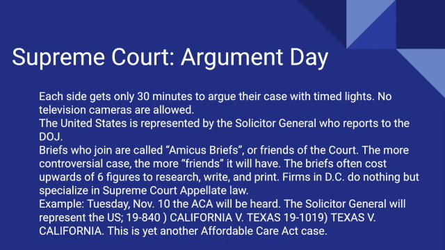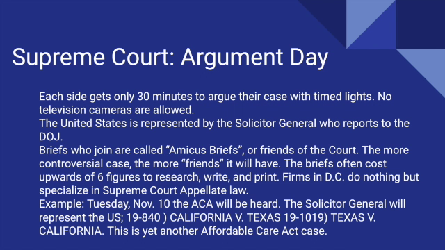So each side gets only 30 minutes. No television cameras have ever been allowed in the Supreme Court. No television cameras ever will be allowed in the Supreme Court. And the United States is represented by the Solicitor General. And that person is underneath the division of the Department of Justice.